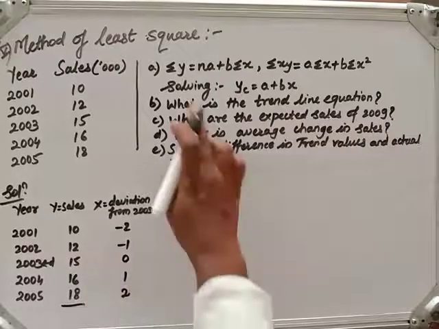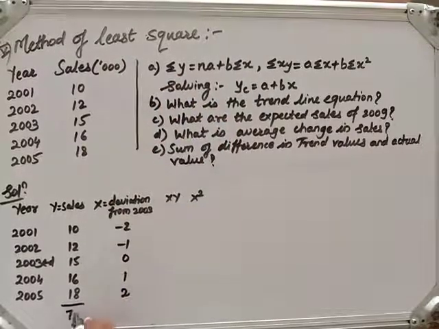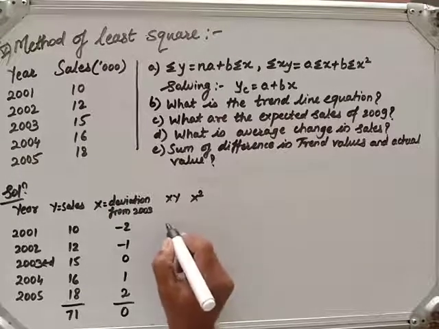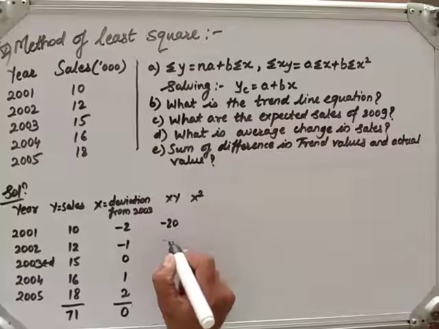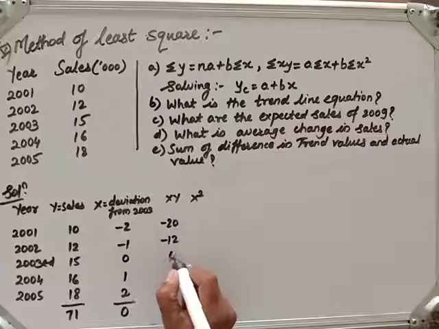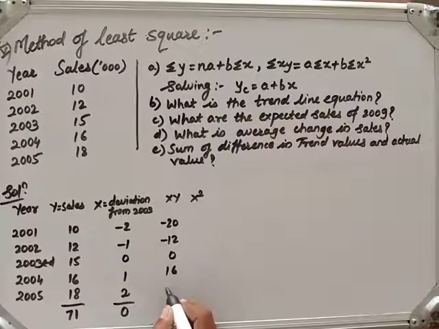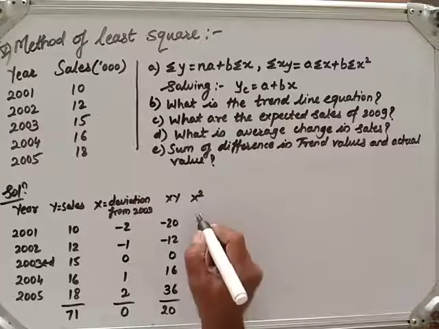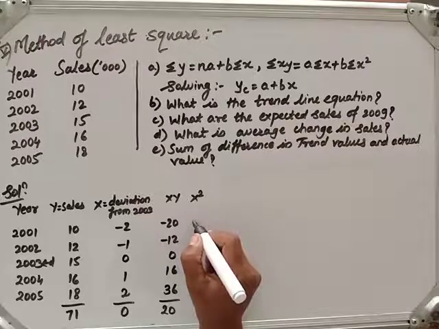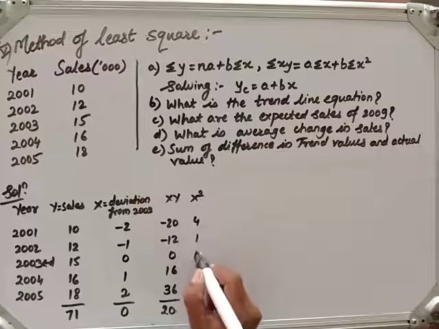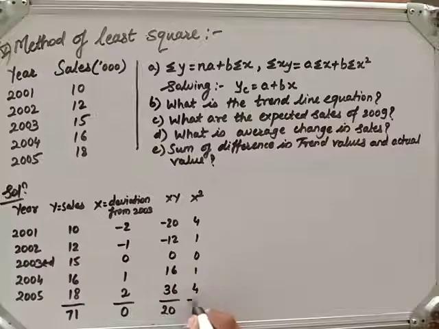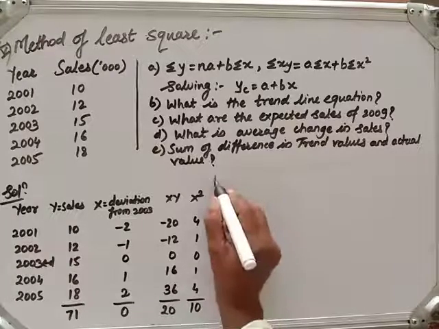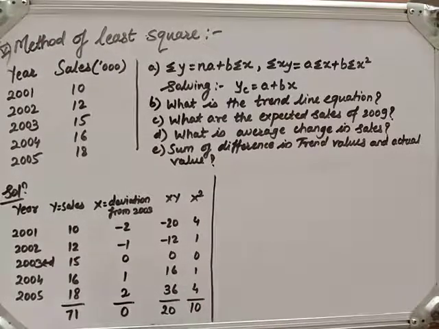It's easy to determine now. The total summation y is required. This total is 71. Summation x is also required. That total is 0. Now x into y: this is -20, -12, 0, 16 and 36. This total is 20. Summation x square is 4, 1, 0, 1, 4, and this is 10. Okay, this is the table.